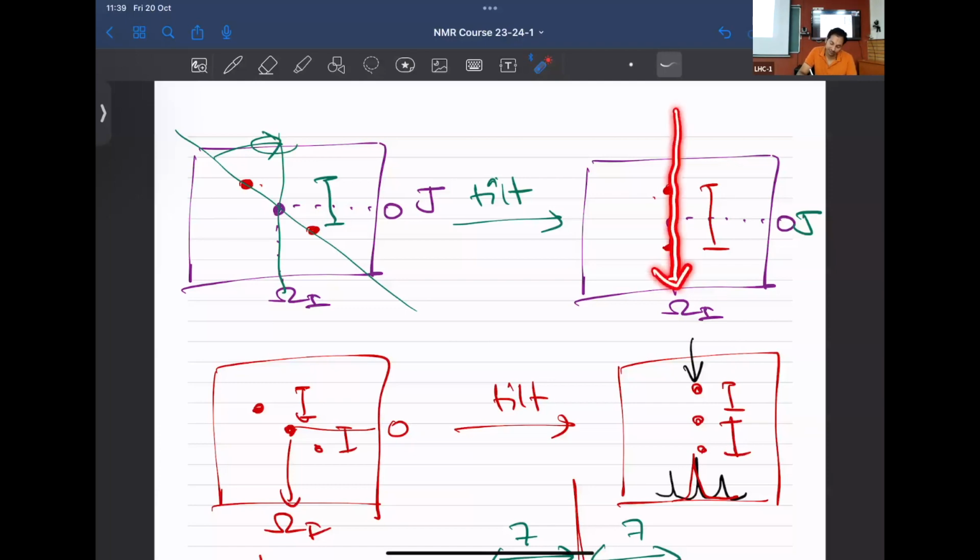Then I took one additional step. I said, take a projection along this. Previously, if you took a projection along this, you would have gotten the doublet as much as you gotten in the 1D experiment, correct? But here, if you take the projection, you will actually get only a single line. This means that you effectively decoupled protons from protons without applying any special pulses.